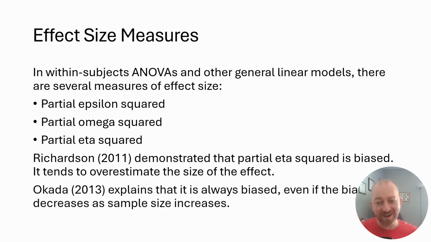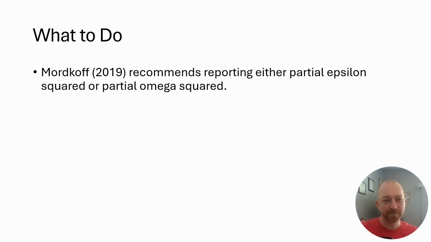In fact, Okada did a very nice demonstration of this, demonstrating that it is always biased. The size of the bias does tend to get less as you have an increased sample size. However, it is always biased, even with a completely true null hypothesis. Partial eta squared tends to be larger than zero, and of course that shouldn't make any sense. So of course now we need to do something with that.